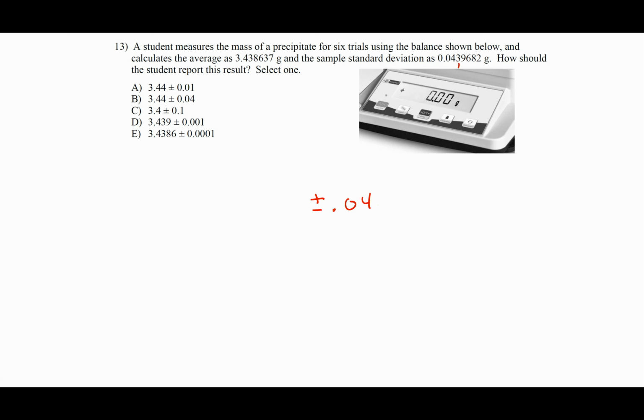Rule 2. The number or average or result cannot be more precise than the error, so we have to go to the second decimal place, and that 8 will cause it to round, so 3.44. Rule 3. We can't do better than our instrument. There's our instrument. Our instrument indicates 0.01. What's bigger, 0.04 or 0.01? 0.04 is bigger. That is our answer. So B.